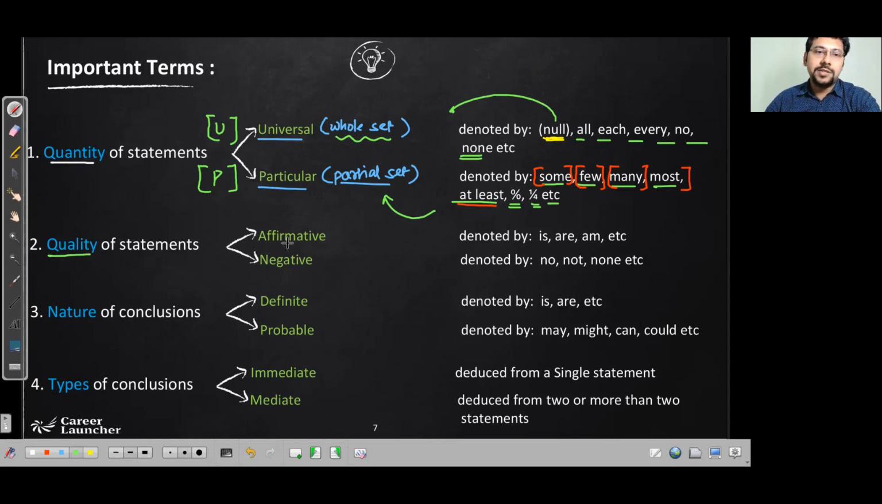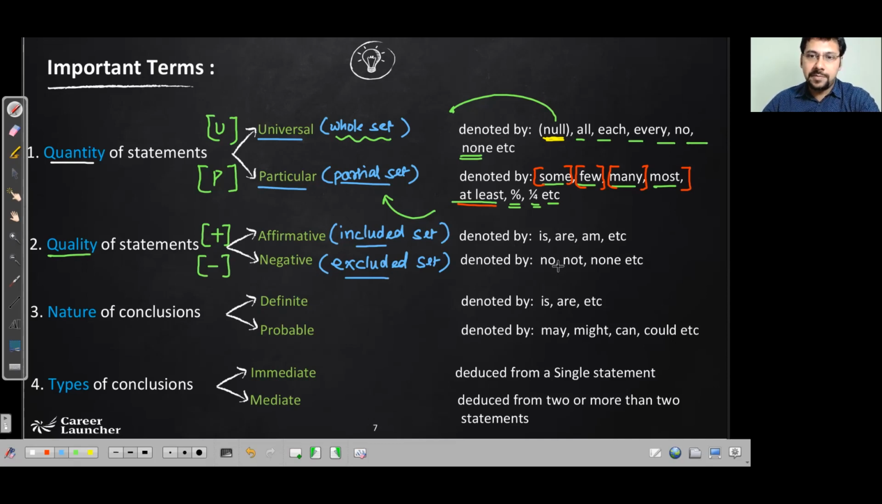Quality with respect to it is also of two types. We have a positive and we have a negative. Now, again, as a set, what does positive mean? An affirmative set means that the set is included. So it talks about an included set, while a negative talks about an excluded set. That is what we are going to represent.